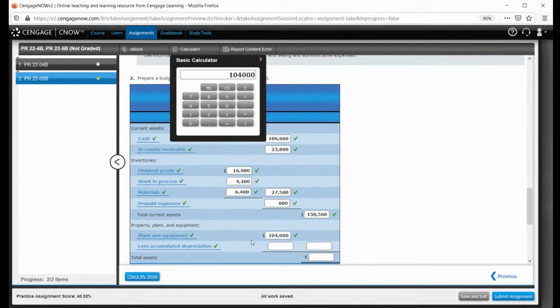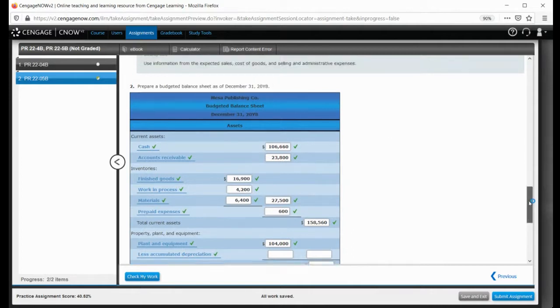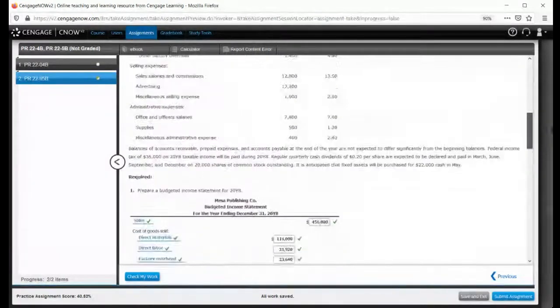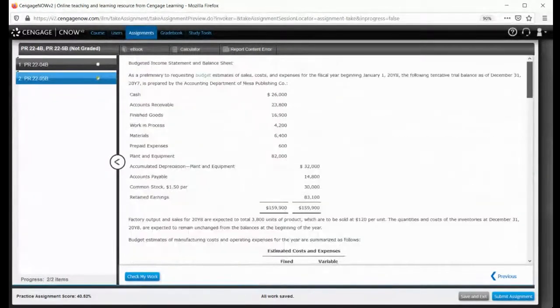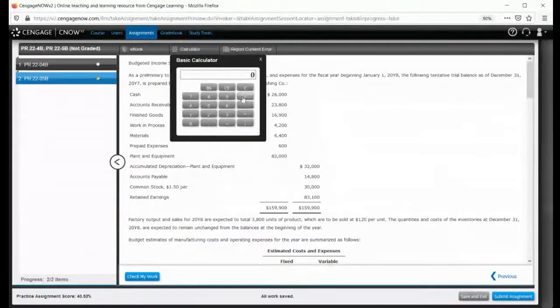And so the total amount of the plant and equipment is $104,000. That's the cost. From that, we're going to subtract the accumulated depreciation. Remember that your accumulated depreciation will include all the depreciation expense for this period of time. So what they did is they gave you the beginning balance of accumulated depreciation, which is $32,000.